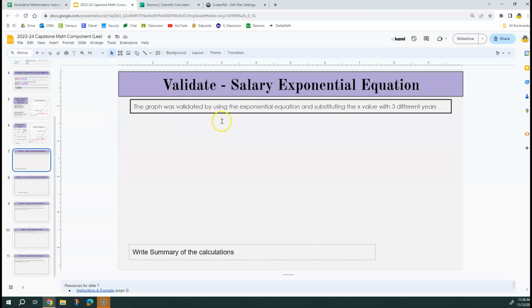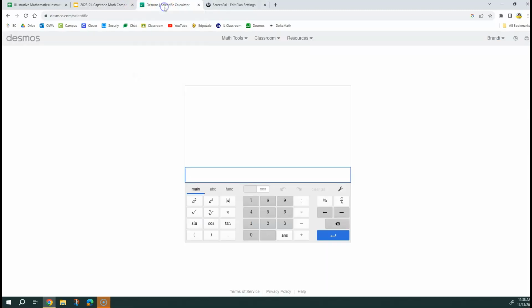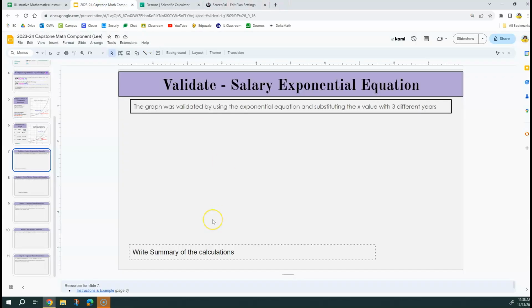We also will need to do screen grabs of a calculator. So if you will, I just went to Desmos and then clicked on their scientific calculator. If you want to pause the video so that you can get that opened up, that would be fantastic. Okay, and we will get started.